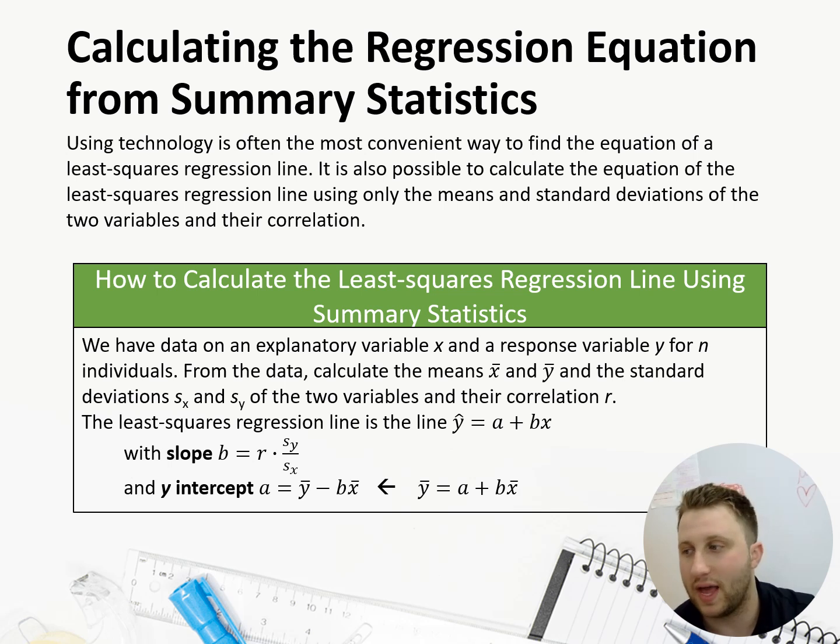y bar equals a plus b x bar. You're rearranging that formula to solve for a. You're plugging in your y bar, your x bar, and your b, and you're going to get a, the y-intercept.